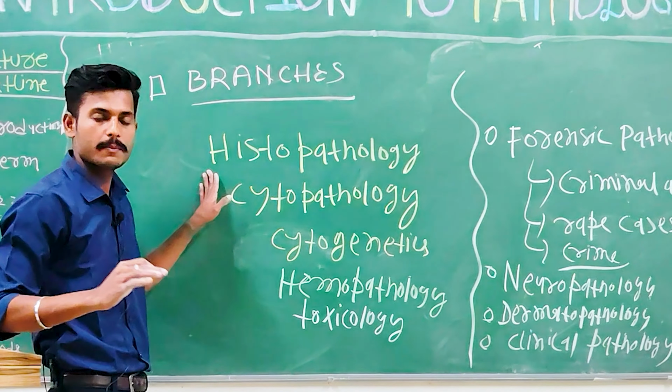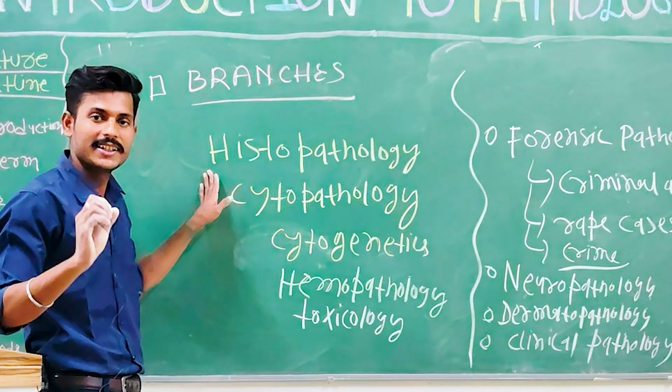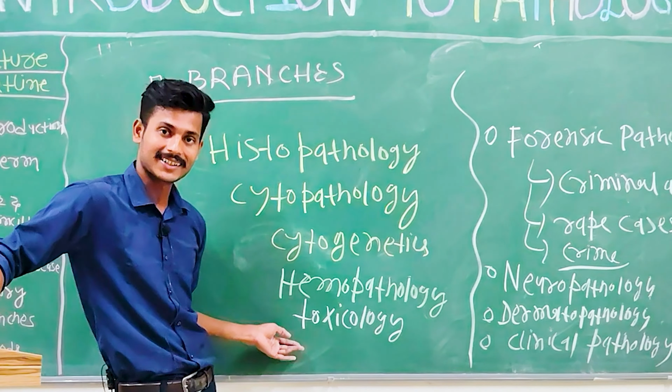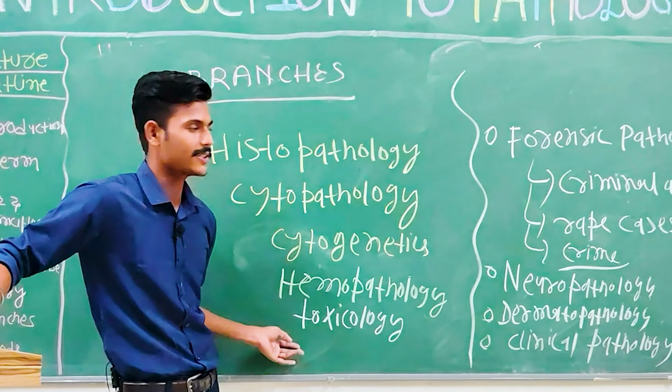Now, let me quickly revise. Histopathology specifically deals with understanding tissue characteristics, abnormalities in the tissue. Then you have cytopathology, understanding the abnormality in the cell. Then cytogenetics, which basically deals with the pathology of genetics, genetic problems. Then hemopathology, understanding the blood and related blood disorders. Then toxicology, understanding the adverse effect of drugs or any other poisons.